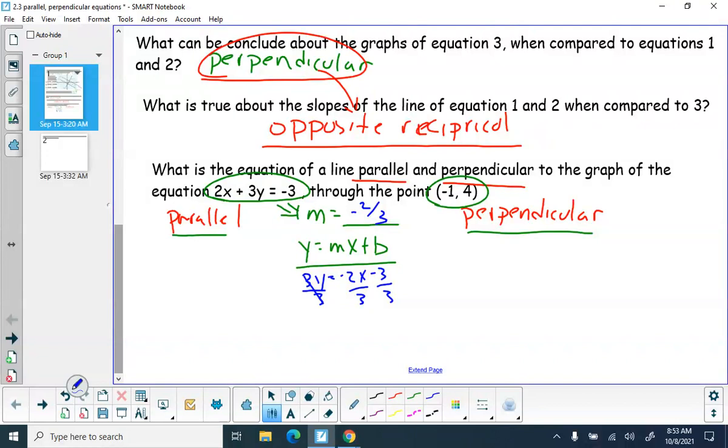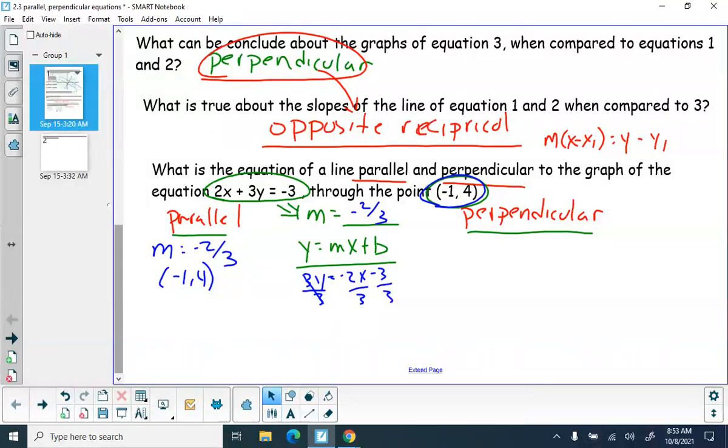So if I look at my slope parallel, what's my slope parallel going to be, Austin? Any slope that is parallel to this original line is going to be the same, so we have -2/3. We have to go through the ordered pair -1, 4. So now let's go back to what we did yesterday in regards to point slope: m times x minus x1 is equal to y minus y1. Go ahead, determine the equation of the line, check your answer with somebody around you, and then come to the next one.